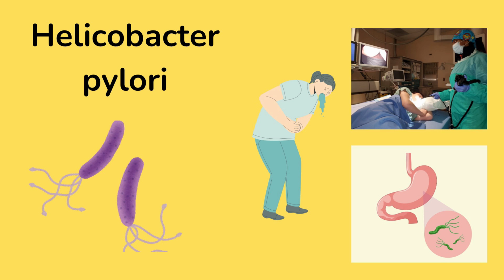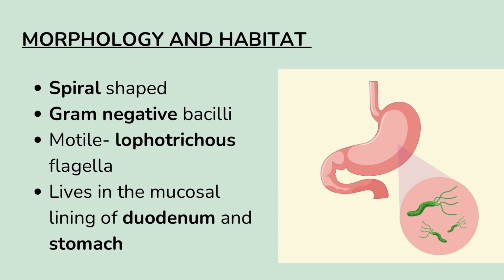Today's topic is Helicobacter pylori. Morphology and habitat. Helicobacter pylori is a spiral-shaped or helical bacterium. It is a gram-negative bacillus, which means it has a thin peptidoglycan layer and an outer membrane containing lipopolysaccharide. It is motile with lophotrichous flagella. Lophotrichous flagella is a flagellar arrangement where multiple flagella are present at one pole or end of the bacterium.